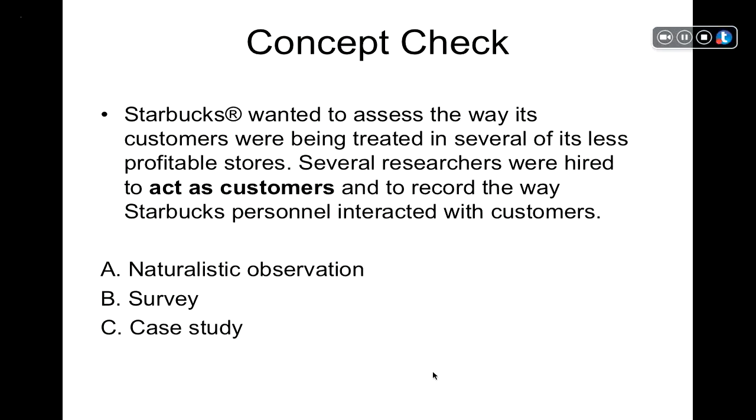So a little concept check here. Starbucks wanted to assess the way its customers were being treated in several of its less profitable stores. Several researchers were hired to act as customers and to record the way Starbucks personnel interacted with customers. Is this A, a study of naturalistic observation, B, a survey study, C, a case study? The answer is A, naturalistic observation. So the clue is that they hired these researchers to act as customers.